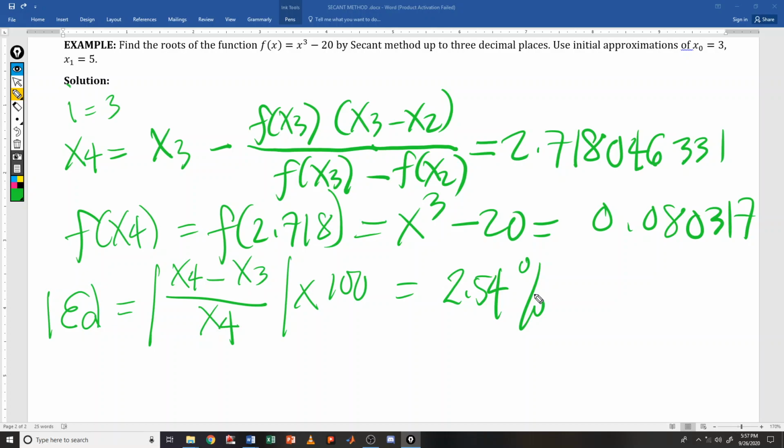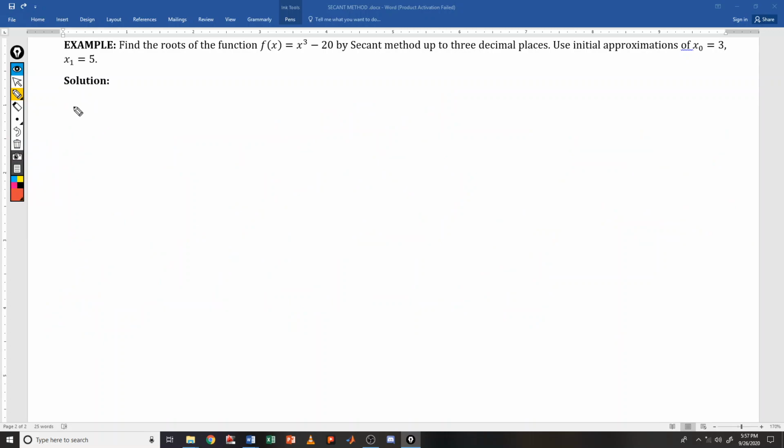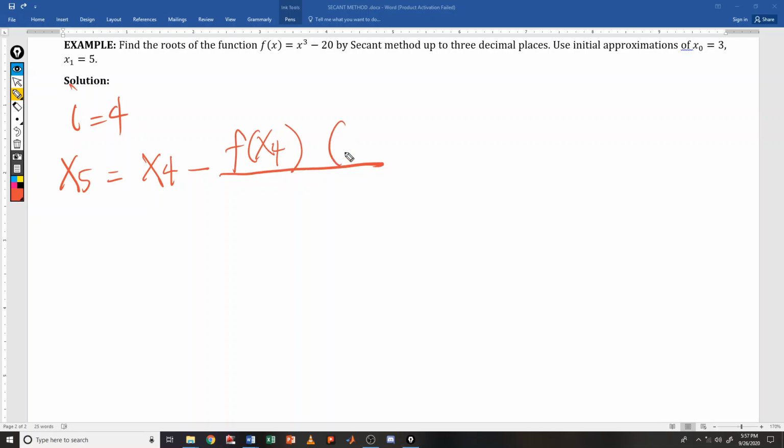Okay, so we will continue the iteration at i equal to 4, where we can get the value of x5. So the next iteration will be x5. Our x5 will be x4 minus f of x4 times x4 minus x3, all over f of x4 minus f of x3. Then again, class, we have already found the values of x4, x3, and f of x4, so we can get x5.